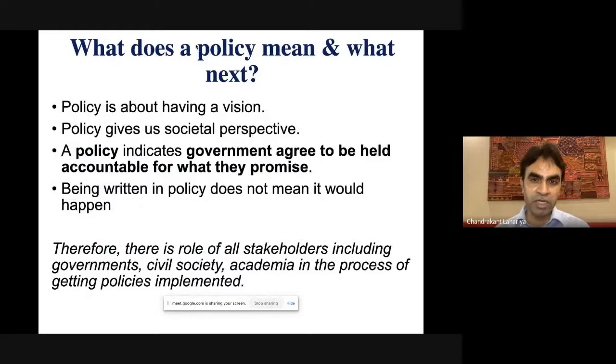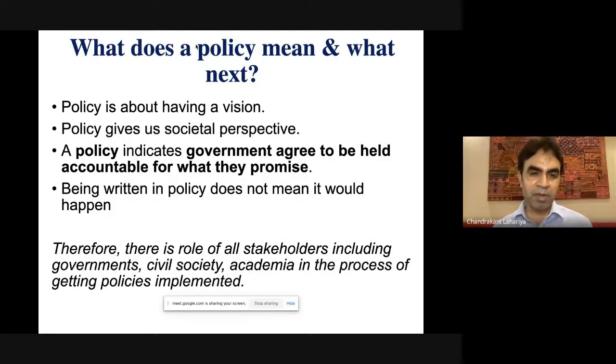What does a policy mean and what next? Policy is about having a vision. It provides the guiding direction of where we want to go. Policy also gives a societal perspective, where we can get an understanding of what policymakers and society should and do want, and what we want to do for them. In more specific terms, policy indicates that when the government writes in a document, the government agrees to be held accountable for what it proposes or promises.